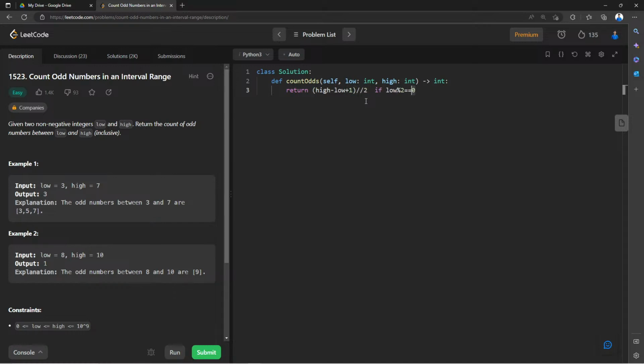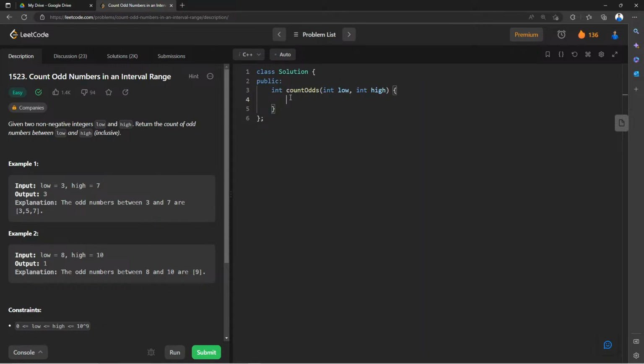If it is not even, then what we are going to return is high minus low. This is going to tell us the total number except the first number, because we are not adding one extra into it, right? And divided by 2 plus 1. The 1 we are adding at the end of the answer because we know we have already taken the first odd number.